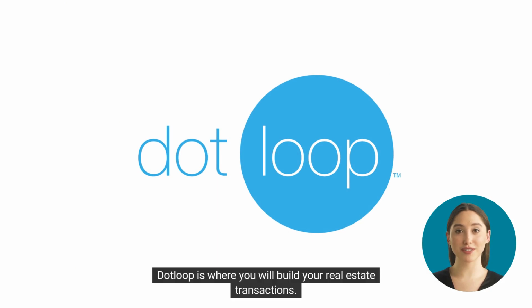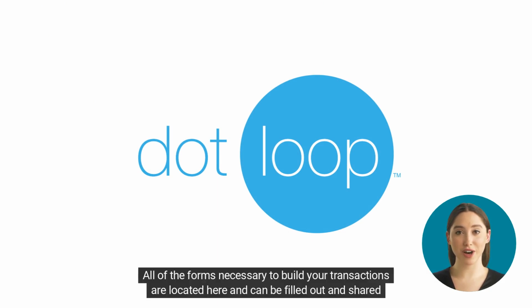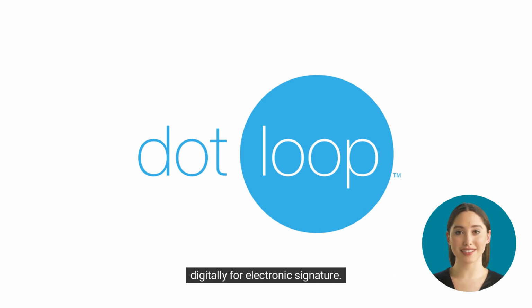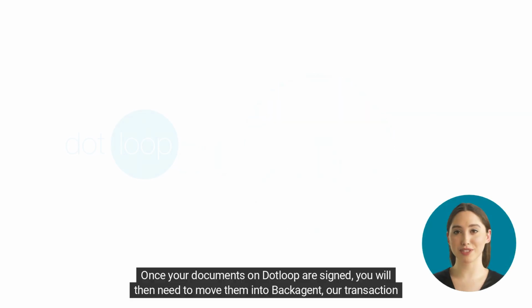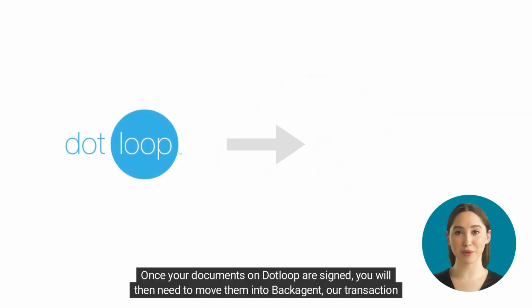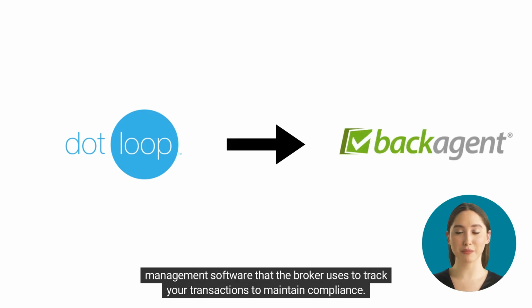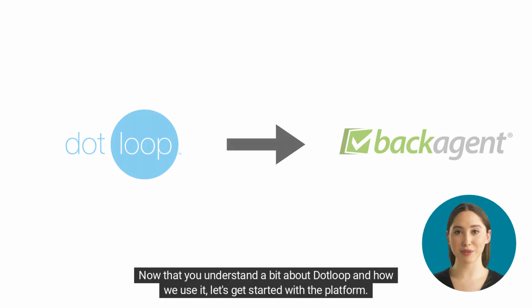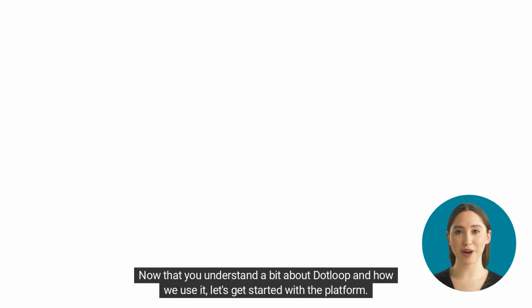Dotloop is where you will build your real estate transactions. All of the forms necessary to build your transactions are located here and can be filled out and shared digitally for electronic signature. Once your documents on Dotloop are signed, you will then need to move them into Backagent, our transaction management software that the broker uses to track your transactions to maintain compliance. Now that you understand a bit about Dotloop and how we use it, let's get started with the platform.